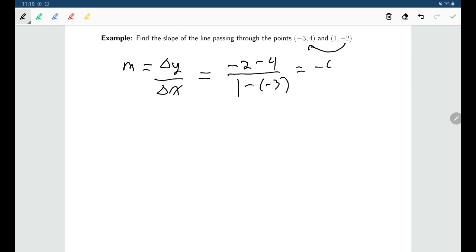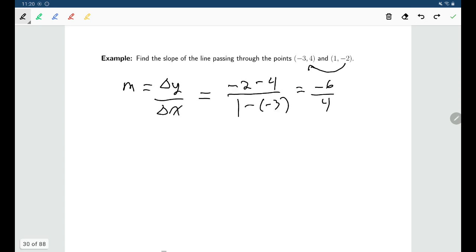Numerator is -6 and denominator is +4. And just like any other fraction, we'll want to express that in simplest terms. So I will say, instead of -6/4, I'll say -3/2.